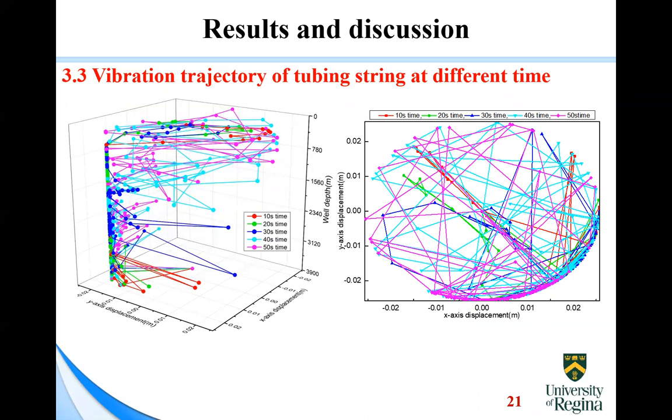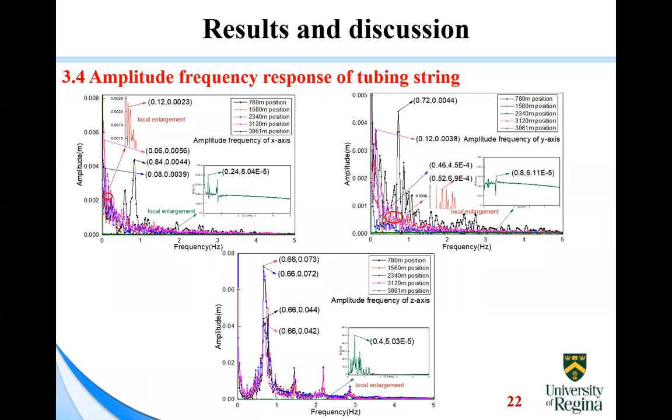We also get the vibration trajectory of the tube string at different times. We also calculated 15 seconds. So at 10 seconds, 20 seconds, 30 seconds, and 40 seconds, we can get the tube string vibration. We can see at the bottom of the tube string, the lateral vibration is more and more serious, and there will be more contact with the casing wear band. So the wear of the tube string is more and more serious at this position, the middle and bottom of the tube string.